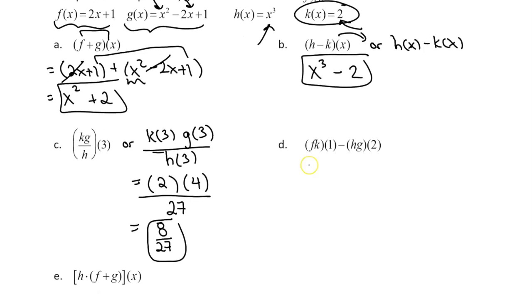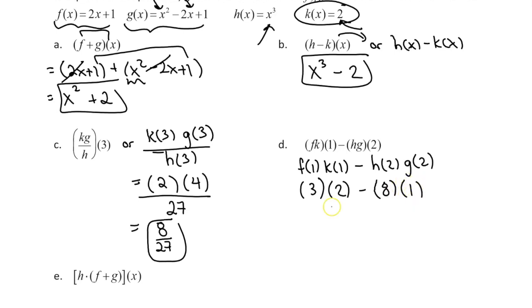For our next one here, we have f of 1 times k of 1 minus h of 2 times g of 2. Okay, so we sub in a 1 in our f of x statement for x, and we would end up with 3. K of 1 is going to be 2. H of 2 is 2 cubed, which is 8. And then g of 2 would be 4 subtract 4 plus 1, so just a 1. And we would get 6 subtract 8, which is going to simplify to give us negative 2.